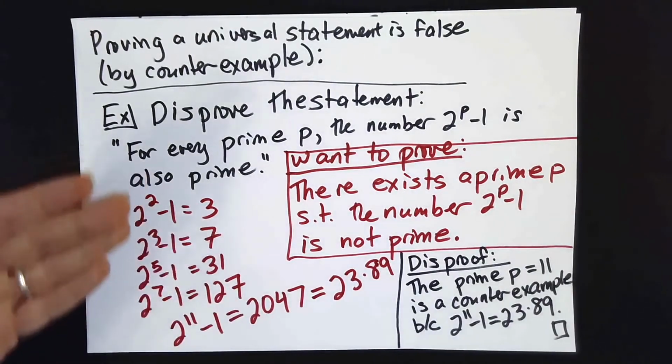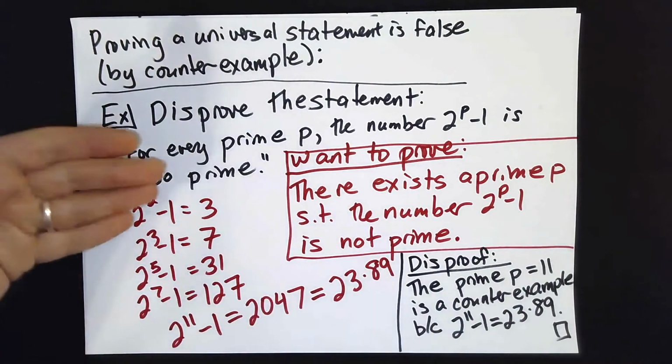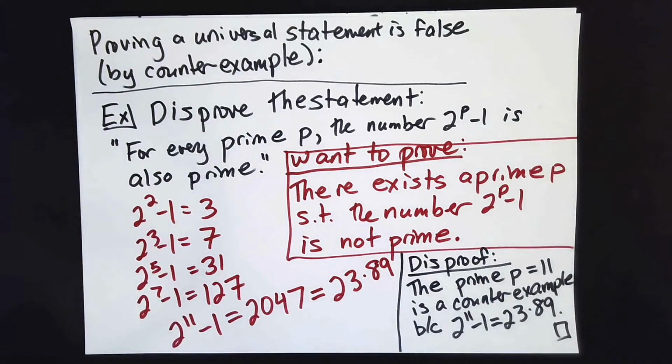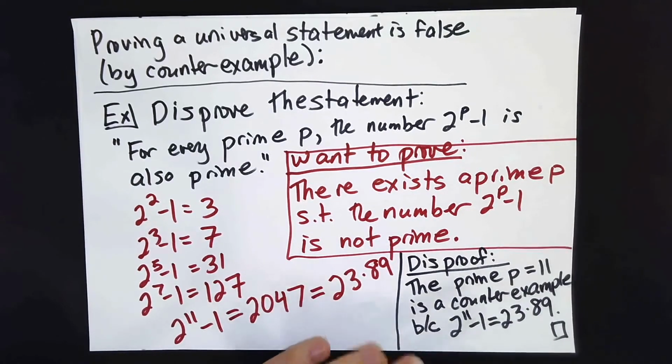Note, you don't even have to include in your proof, in fact, you should not include in your disproof, any of this other work. The only thing that's needed to disprove this statement is one counterexample. And a counterexample is just an example of the negation of a universal statement. That is all counterexample means. It's really just an example.